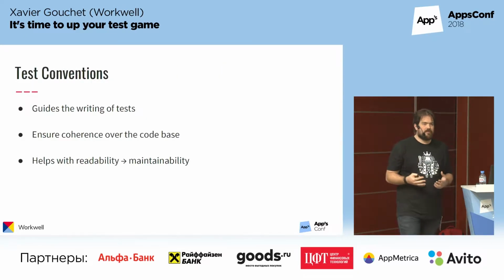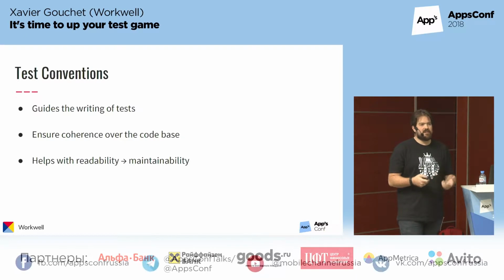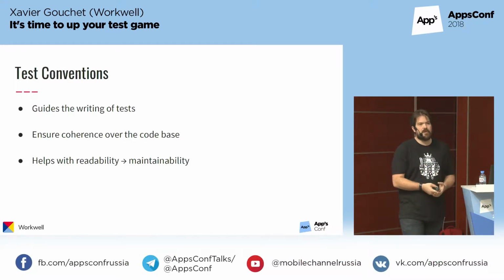So then there are test conventions. Most companies have coding conventions, saying, okay, when you name a class, you should name it like that. When you write an object, you should use this. When you have a database, we should use this template. And when you have tests, you need to have the same kind of conventions, because if everyone writes tests the same way, everyone can read them more easily and maintain the code better.